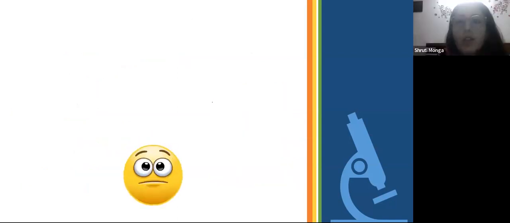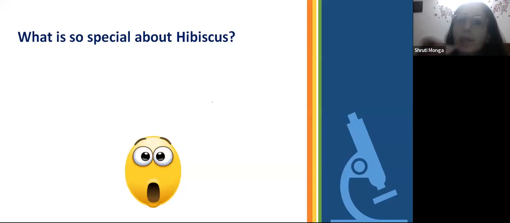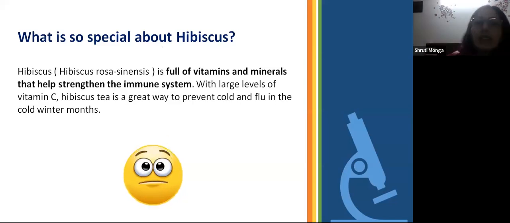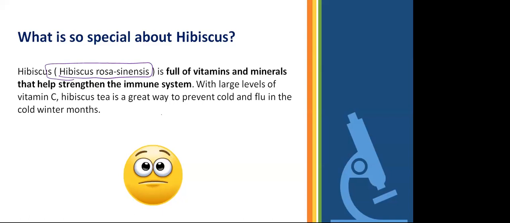Now, what do we have in this slide? There is a surprised emoji, what could it be? It is because of this question: what is so special about hibiscus? This is not in your NCERT, just a fact. The scientific name of hibiscus is Hibiscus rosa sinensis. Did you know the scientific name of the hibiscus earlier? No, ma'am. Okay, so you can even write it if you want.